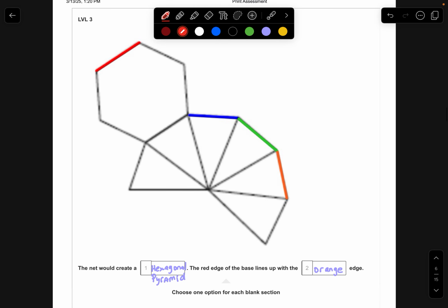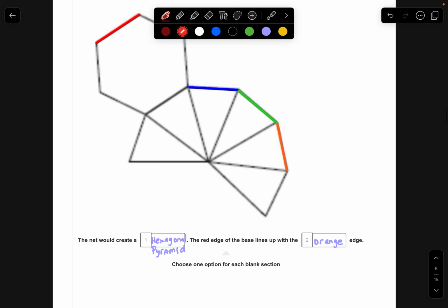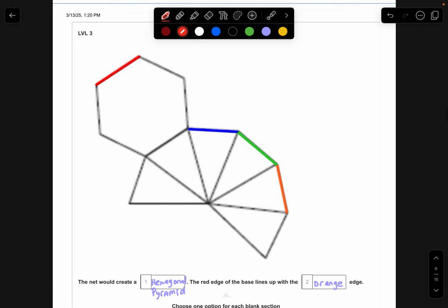The next question we want to know, so we're on number 4 here. It asks us, what shape would this be? Well, if I count the sides, 1, 2, 3, 4, 5, 6, that's 6 of them. So that's a hexagon. And then these are triangles, and there's only one hexagon. So it's got to be a hexagonal pyramid.